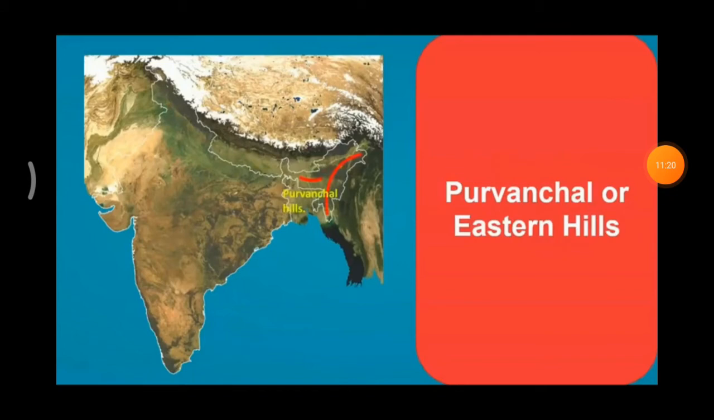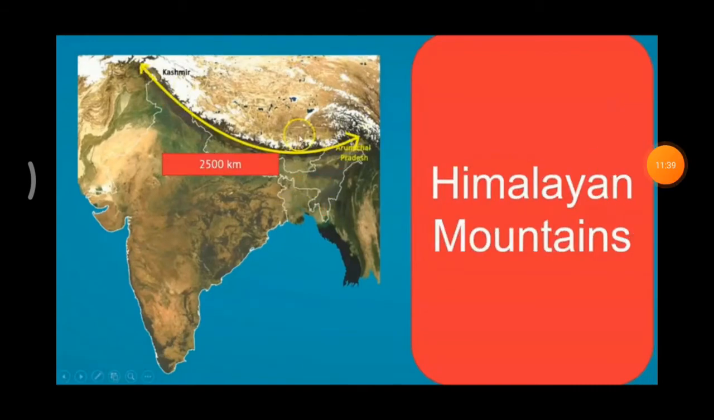Purvachal Hills. Most of these hills are located along the border of India and Myanmar, while others are inside India. They are the Manipur Hills, Mizo Hills and Tripura Hills.